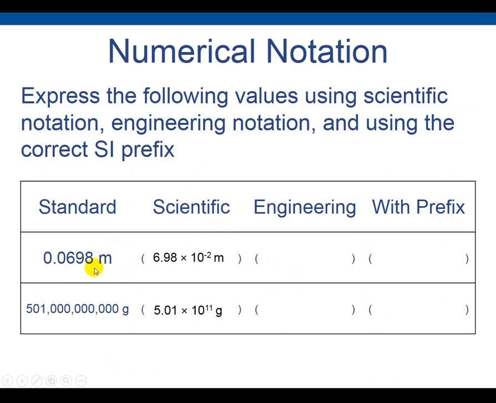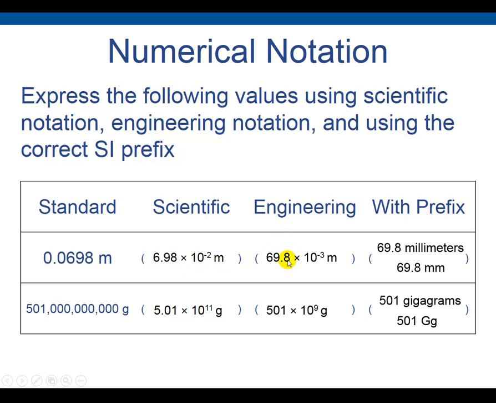So let's look at some examples. We have 2 numbers in standard notation. 0.0698 meters. How can you convert it into scientific notation? The value of m should be higher than 1 and less than 10. In engineering notation, this value can be higher than 1 and less than 1000, but the superscript number should be a multiple of 3. So in this case, we have to change this value to either 0 or negative 3.